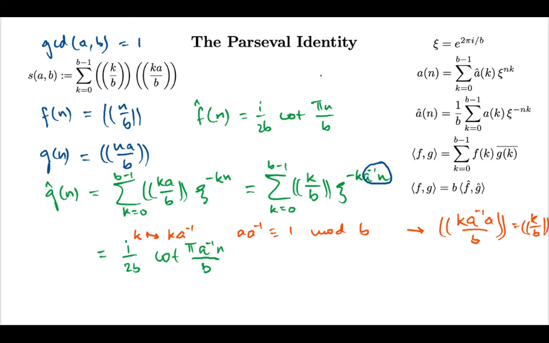Okay, after all this prep work, let's use theorem 7.8. The way I'm setting things up is that my Dedekind sum is the inner product of f and g. And so, by what we proved on the previous slide, we can write the Dedekind sum also as b times the inner product of the Fourier transforms.